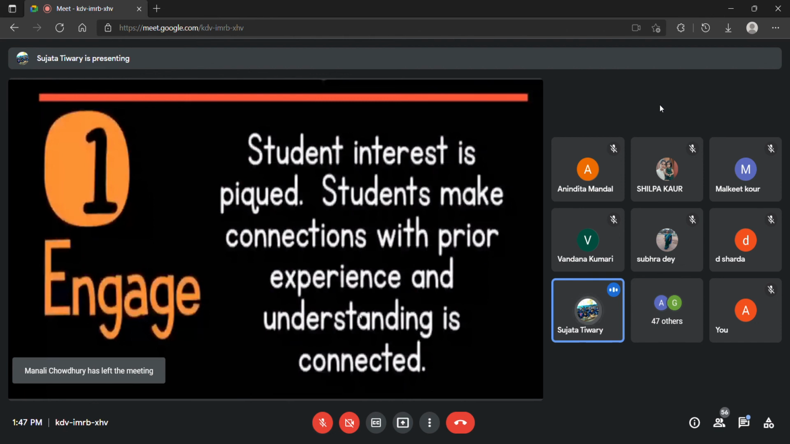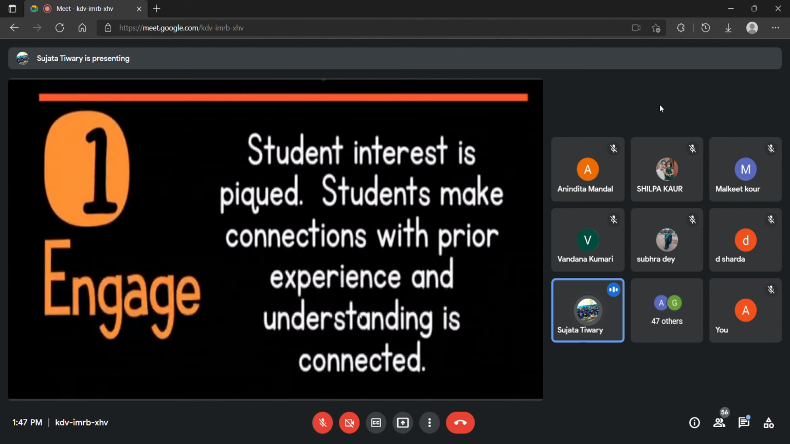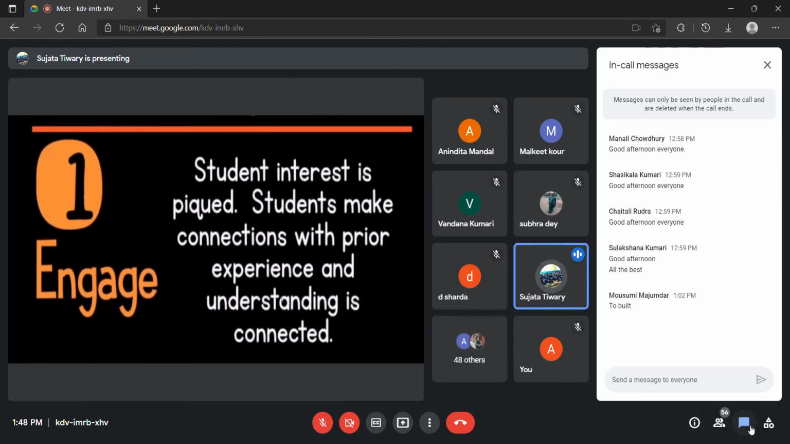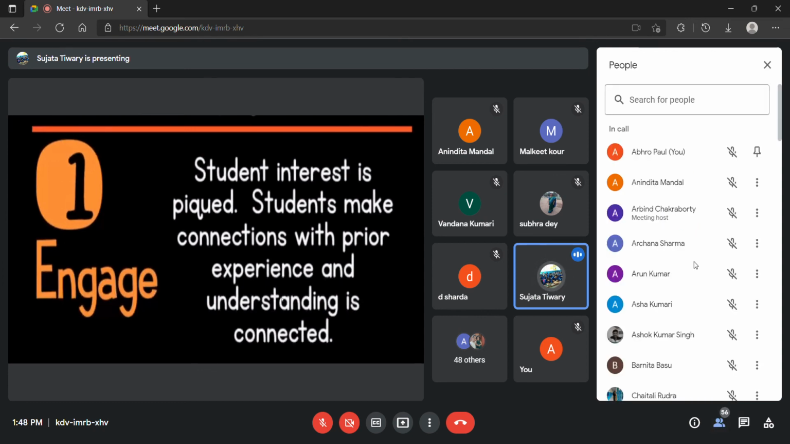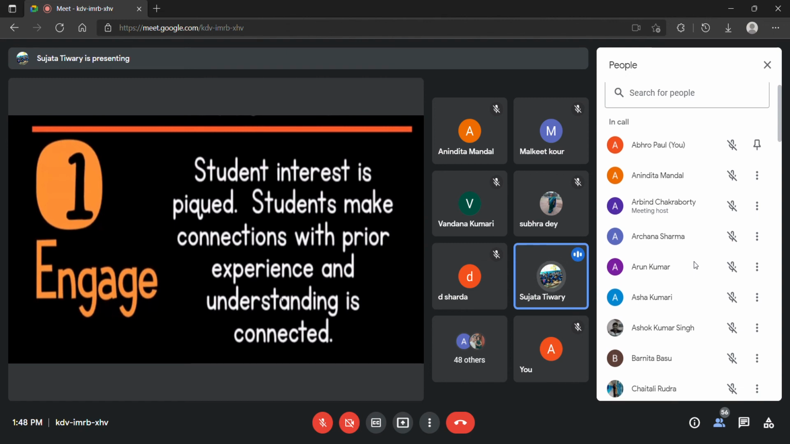Students' interest is picked. Students make connections with prior experience and understanding. For example, if I have to teach flower, the students are divided into groups and 5 different types of flowers are given to them. Now the students are engaged.